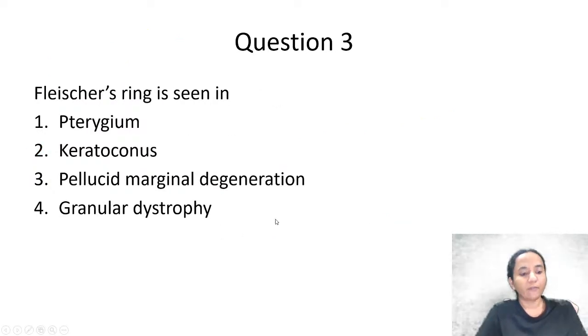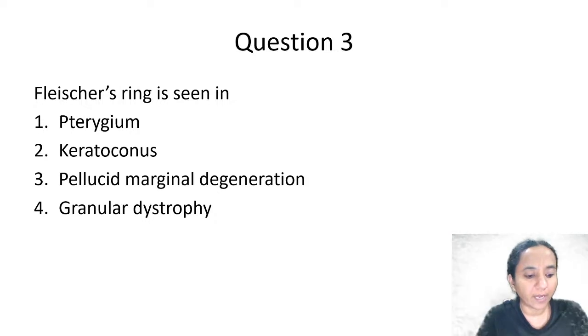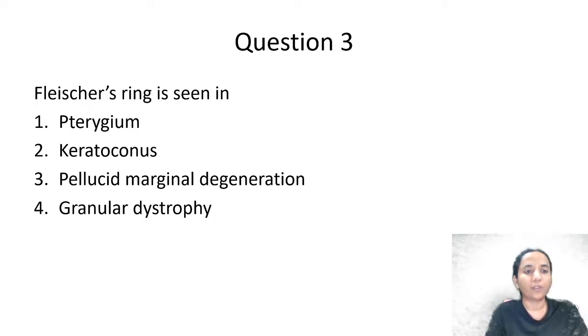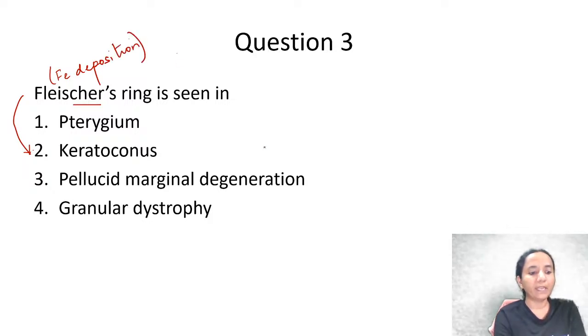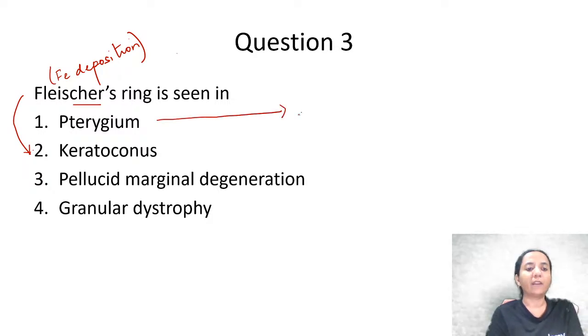Next one-liner. Where do we get to see Fleischer's ring? Fleischer's ring is a pigmented ring because of iron deposition. In which condition do we get to see it? Very good. It is seen in keratoconus. This is because of deposition of iron. It's a pigmented ring at the base of the cone. Similarly, in pterygium, there is a pigmented ring at the head of the pterygium due to iron deposition.